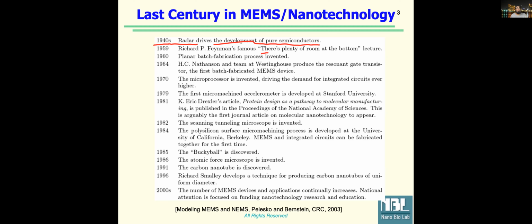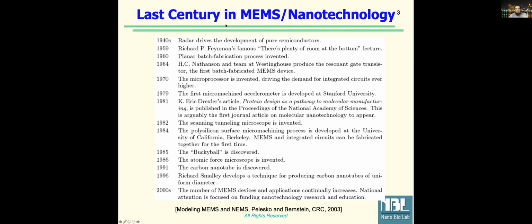Richard Feynman's paper came in 59, and in 1960 we started the planar batch fabrication process. Planar batch fabrication is where they would get silicon and build everything on top of it. I know you guys have read up on Feynman, and it's very exciting, but Feynman's talk was not done in isolation from the actual industry, the things that we're working on.